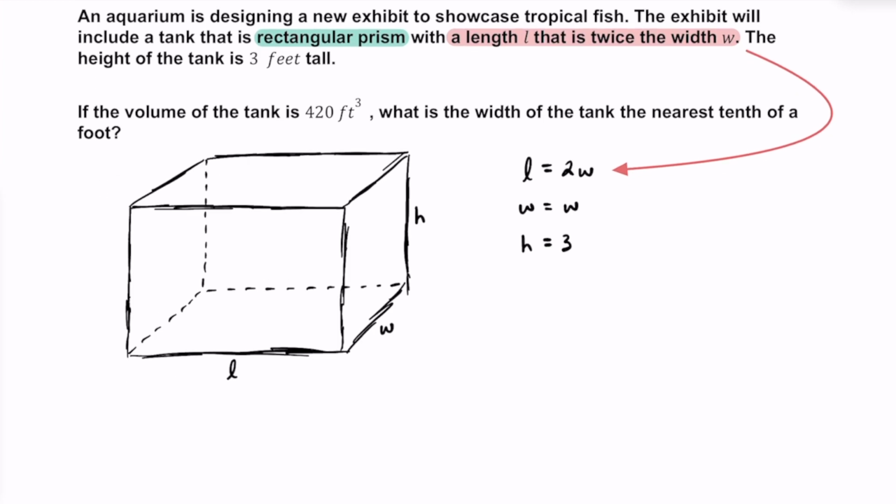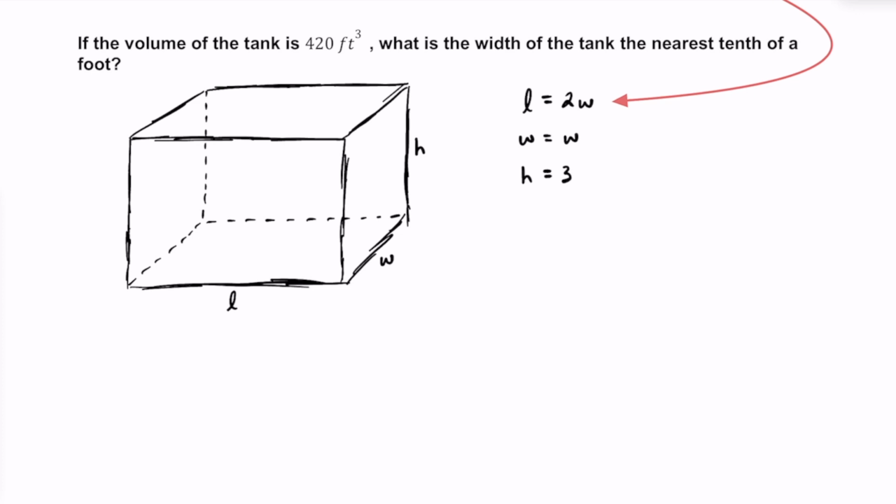Alright, so now that we've set up this problem and we know what is going on, let's go ahead and see what other information we're given. So we're also told that the volume of this tank is 420 cubic feet, so I'm going to go ahead and say that V is going to be equal to 420. What we're being asked in this problem to do is to figure out the width of this tank measured to the nearest tenth of a foot.